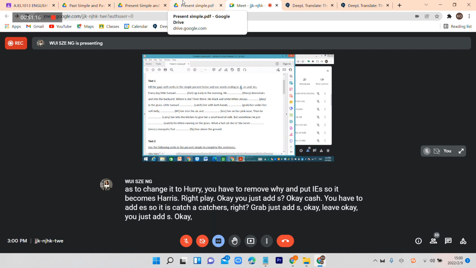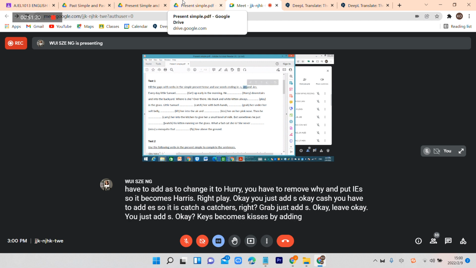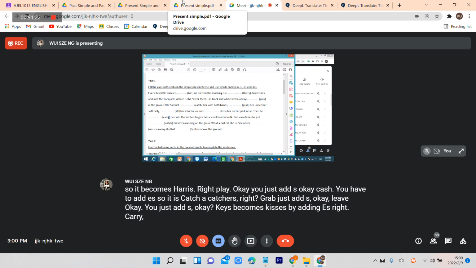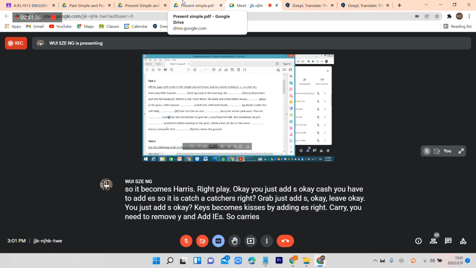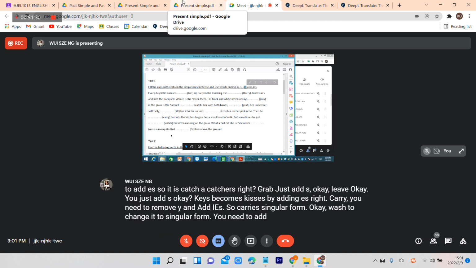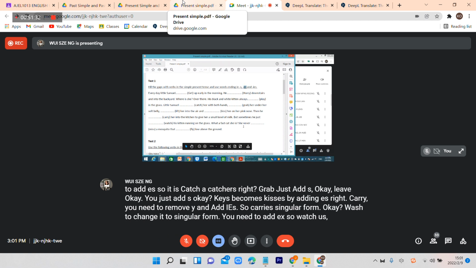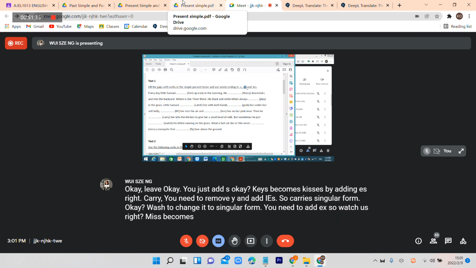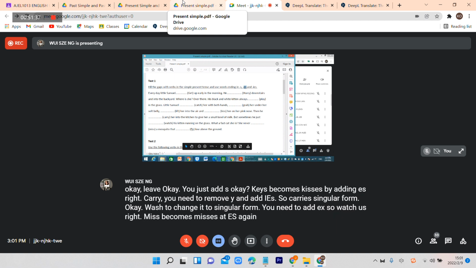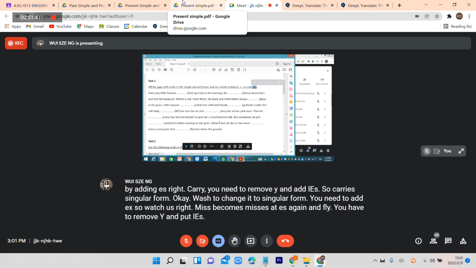Kiss becomes kisses by adding es. Carry, you need to remove y and add ies, so carries, singular form. Wash, to change it to singular form, you need to add es, so washes. Miss becomes misses, add es again. And fly, you have to remove y and put ies, flies.